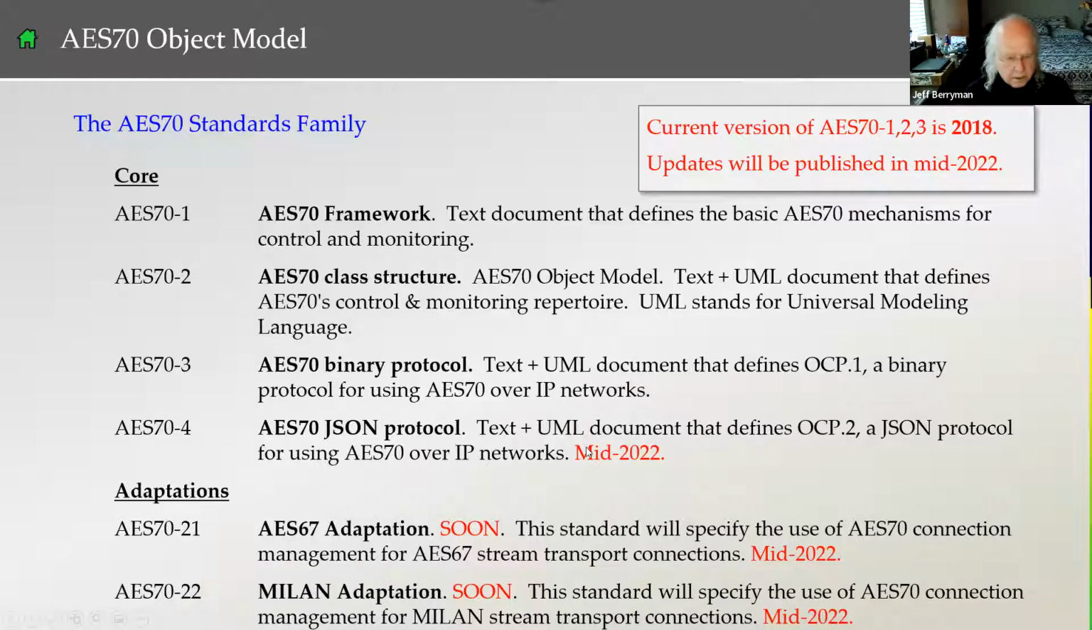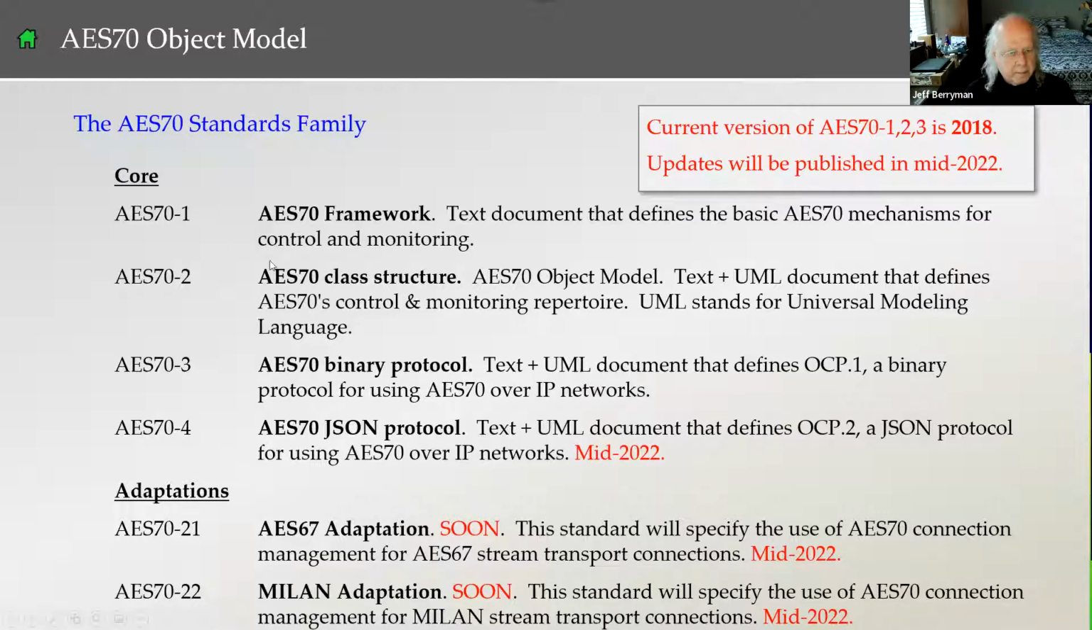Now, of course, a device that speaks Aes70-3's OCP.1 and a device that speaks Aes70-4's OCP.2 are not directly compatible, so you have to decide what you're going to use. You could have a device that spoke both, but you probably wouldn't normally do that. So this gives a choice of protocols, and it does divide the world into two classes of Aes70 interoperability, but we're responding to popular demand for this JSON protocol.